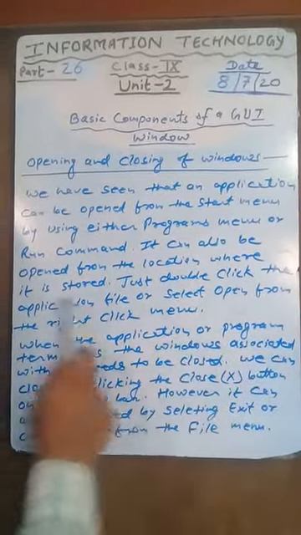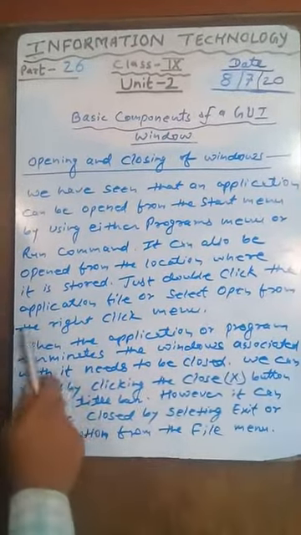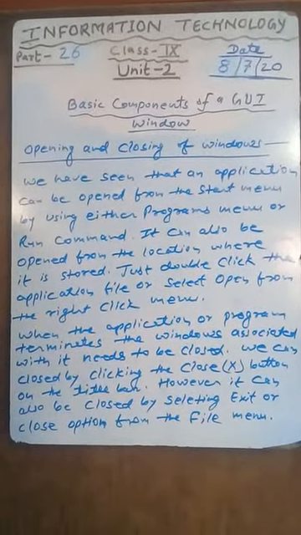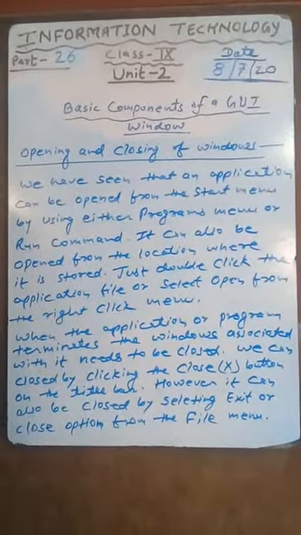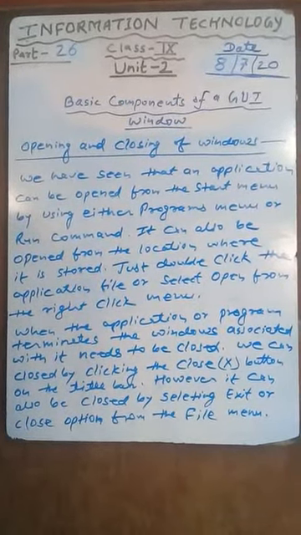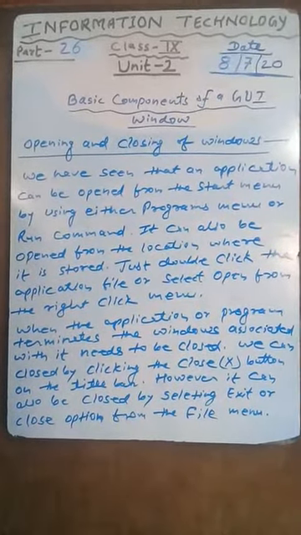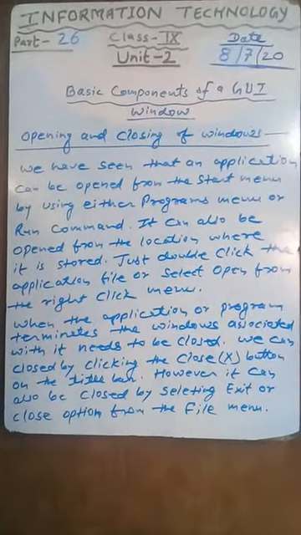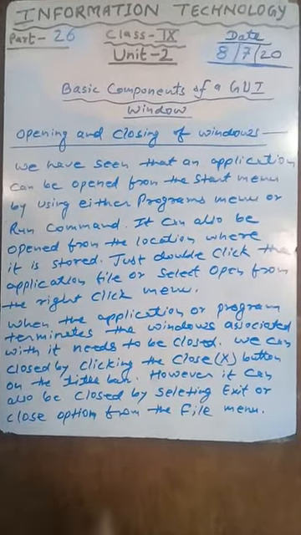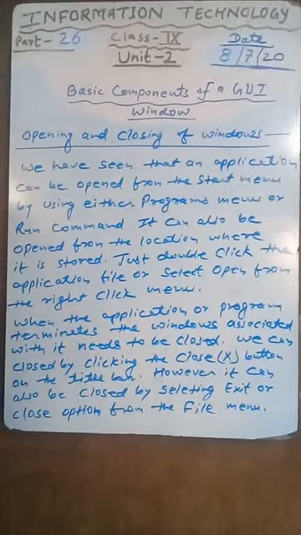Just double click the application file or select Open from the right click menu, and we can directly open different types of programs and applications. These are the ways to open different programs. Now our next point is how to close a window, how to close our programs.